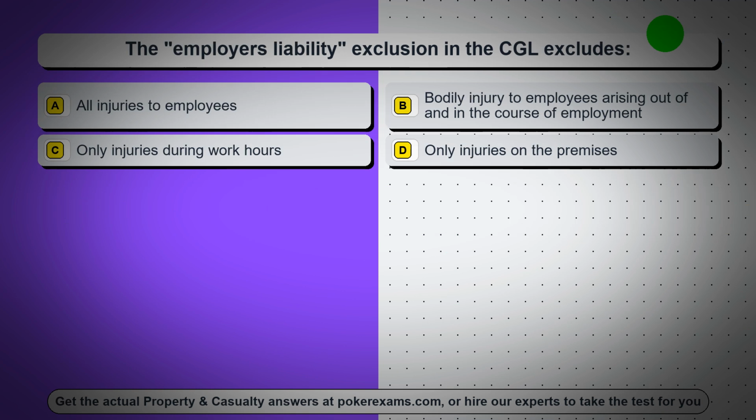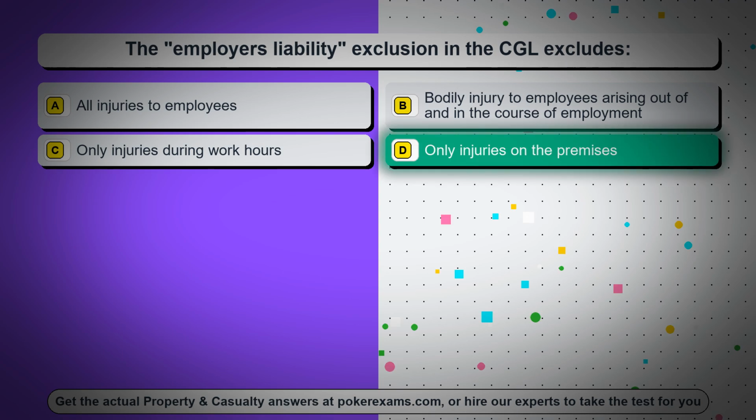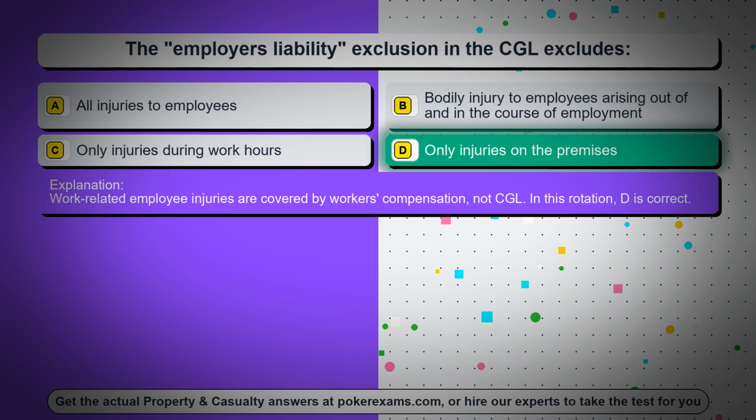Question 90. The employer's liability exclusion in the CGL excludes: Option A, all injuries to employees. Option B, bodily injury to employees arising out of and in the course of employment. Option C, only injuries during work hours. Option D, only injuries on the premises. The correct answer is option D, only injuries on the premises. Work-related employee injuries are covered by workers' compensation, not CGL. In this rotation, D is correct.